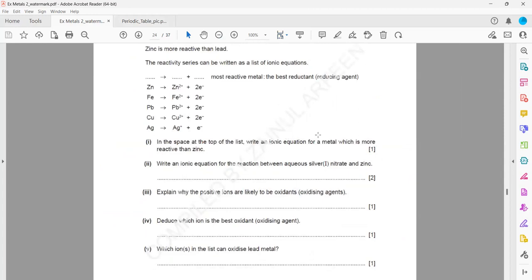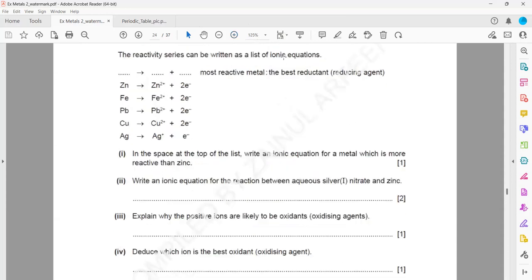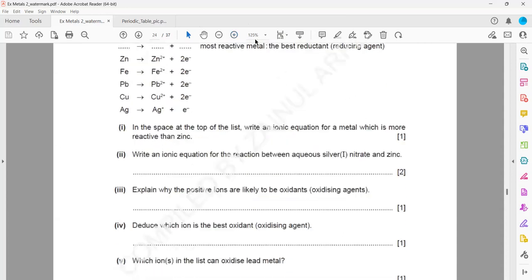The next one: write an ionic equation for the reaction between aqueous silver nitrate and zinc. Like when zinc is reacting with silver nitrate. No, that is not right. Why is this not correct? Because we want an ionic equation for the reaction between silver nitrate and zinc. In an ionic equation, we don't write the spectator ions. First, I'll write the full equation and then I'll explain what the ionic equation will be.